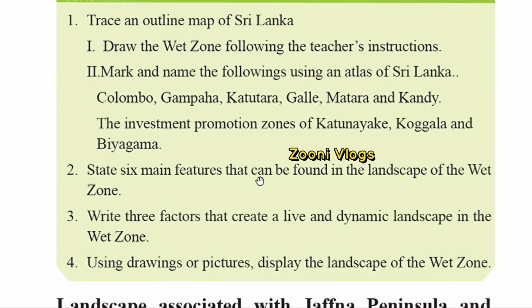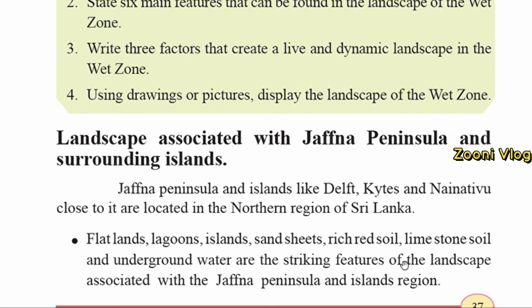State 6 main features that can be found in the landscape of the wet zone. Write 3 factors that create a live and dynamic landscape in the wet zone. Using drawings or pictures, display the landscape of the wet zone. Okay, I came to the last point of our lesson, and next day I hope to come with the landscape associated with Jaffna Peninsula and surrounding islands.